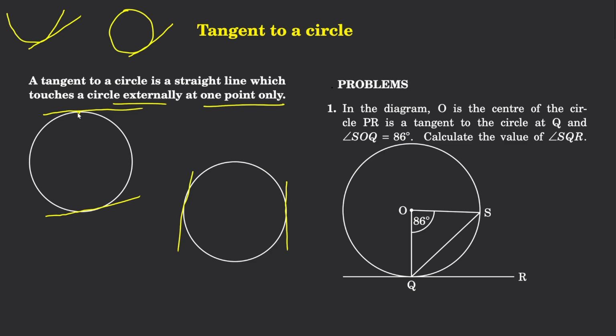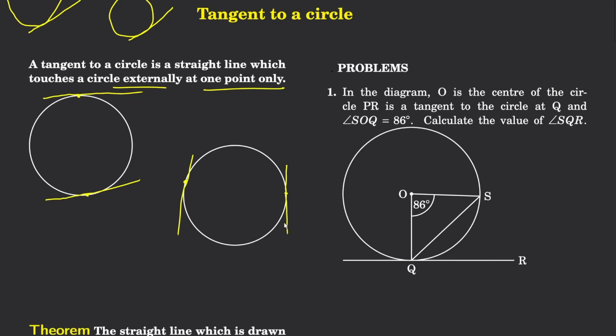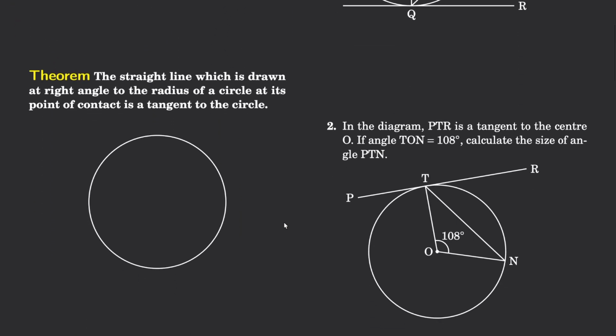So these are the points. This is one point of contact. This is another point of contact. And this is another point of contact, right? So let's look at the theorem that pertains to this.